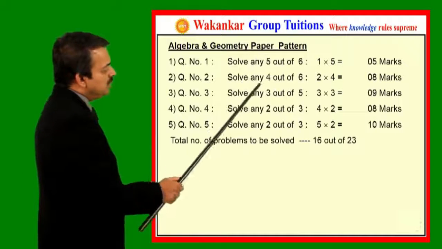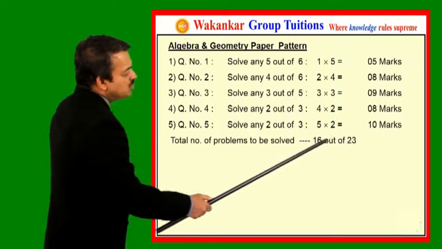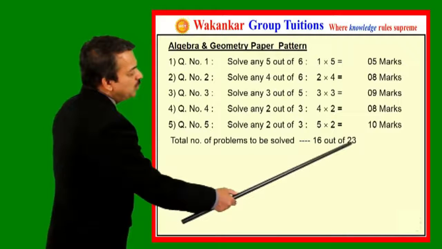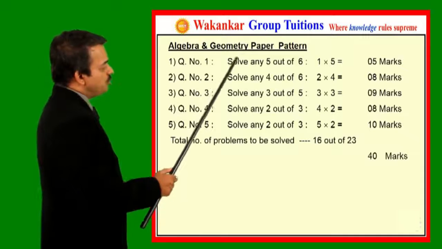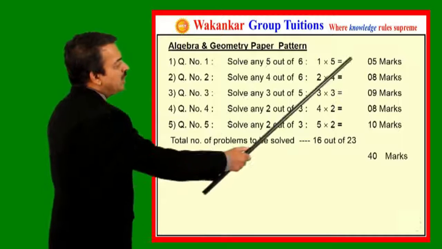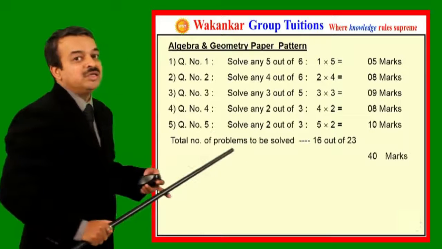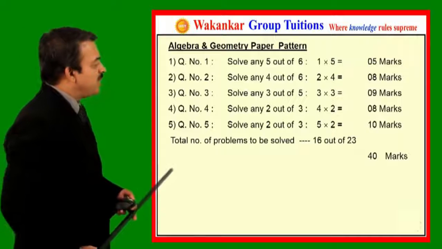Now if you see the instructions given, you can easily make out that you have to solve 16 questions out of the total 23 questions given. So this is your paper pattern for both algebra and geometry, and this is your marking scheme or your system. Now let us see the time management.